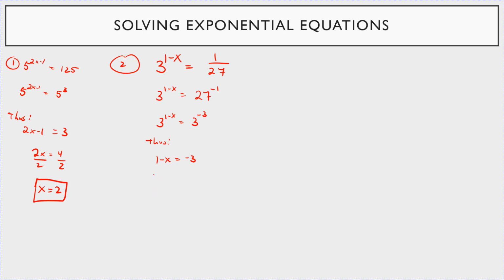Start off by subtracting 1 from each side. You get minus x is equal to minus 4. Divide by negative 1.